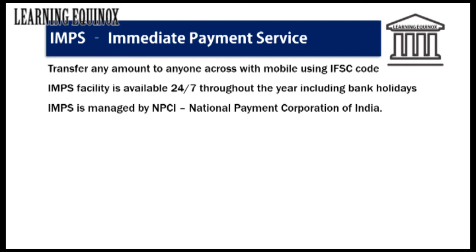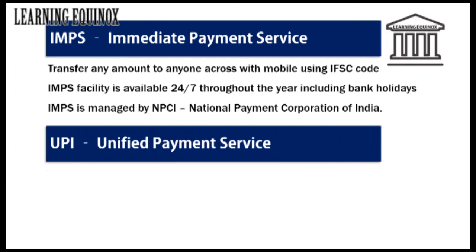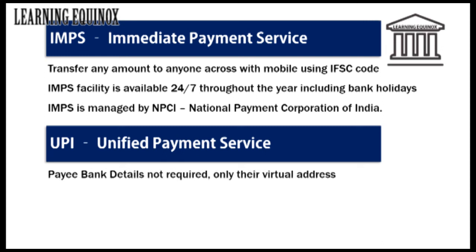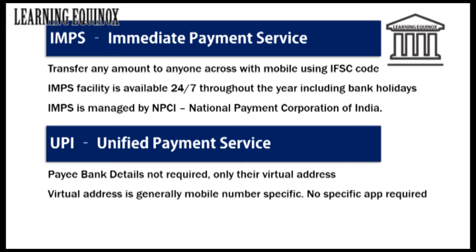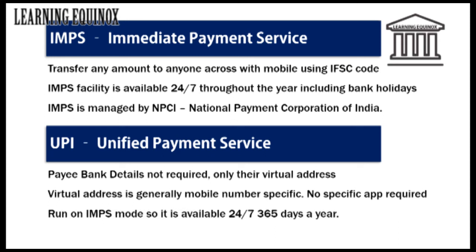The next most commonly used method in today's times is UPI, which is Unified Payments Interface. Here you do not need the bank details of the payee, just their virtual address is required. The virtual address is generally the mobile number. So make sure you have a registered mobile number with your bank to make use of this facility. With the help of this virtual address, the payer can send and receive money from multiple banks and prepaid users. The account holder does not require any specific app to transact. Again, this service is run on IMPS mode, so it is available 24/7, 365 days of the year.